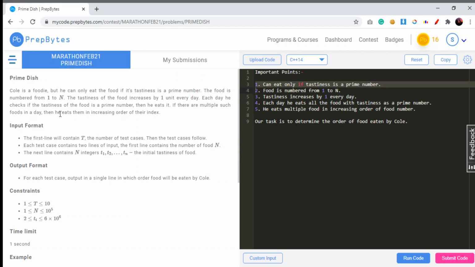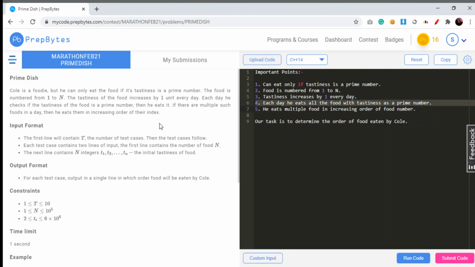Now, the food is numbered from 1 to n. The tastiness of the food increases by 1 unit every day. Each day, he checks if the tastiness of the food is a prime number, then he eats it. Each day, he eats all the food with tastiness as a prime number. This is what it meant.